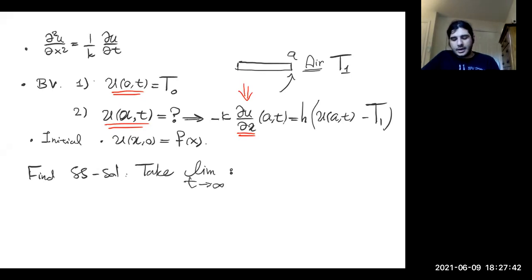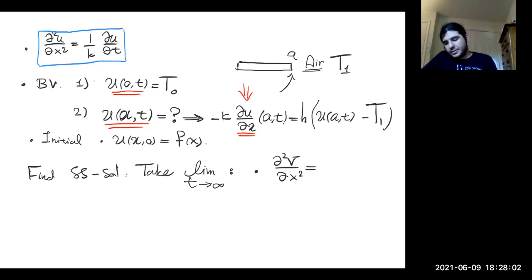And then what do we get? So again, for the first equation, partial u partial t goes to 0. The second derivative of u with respect to x goes to the second derivative of v with respect to x. So the first equation becomes the second derivative of v with respect to x equals 0. Our boundary values, let's see. The first one, we saw that. It becomes v at the point 0 is equal to T naught.